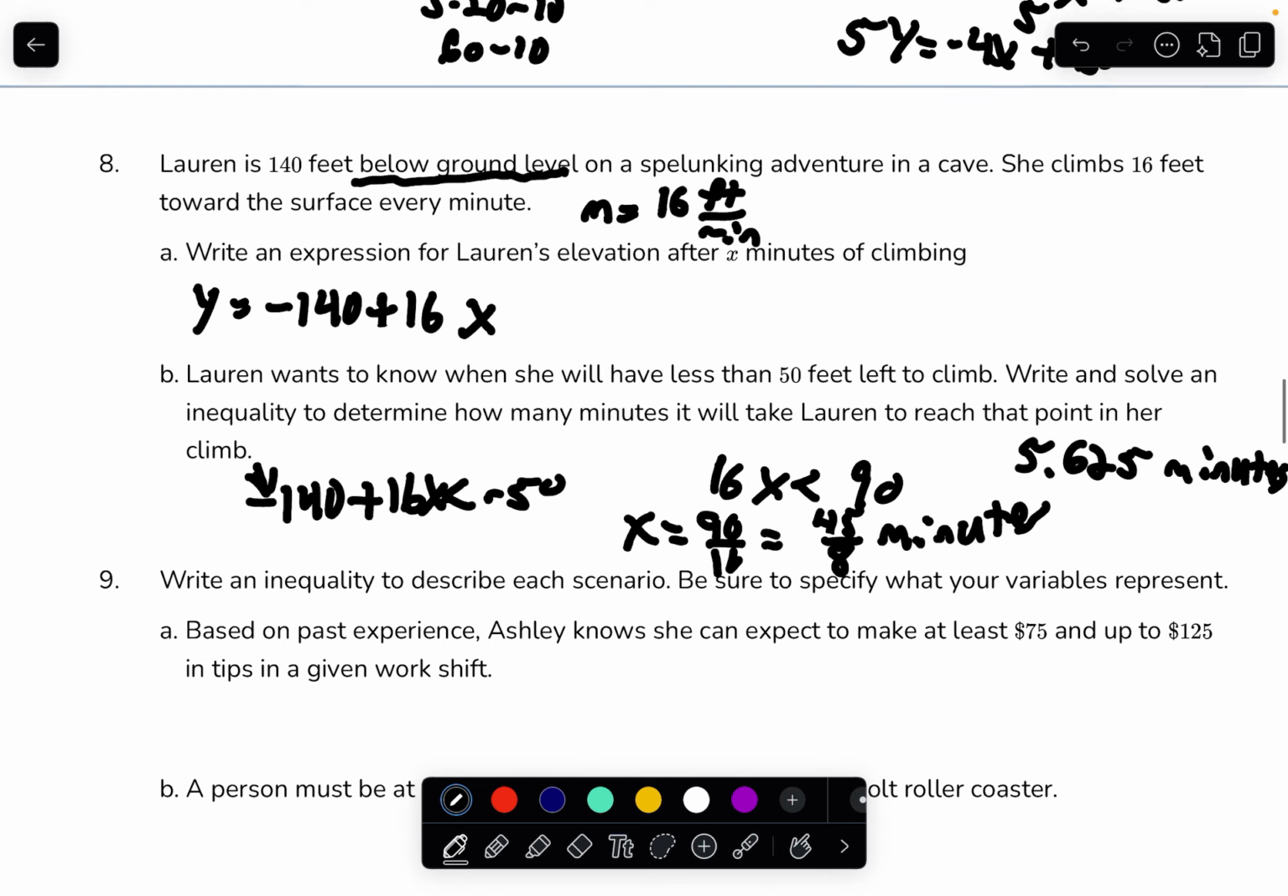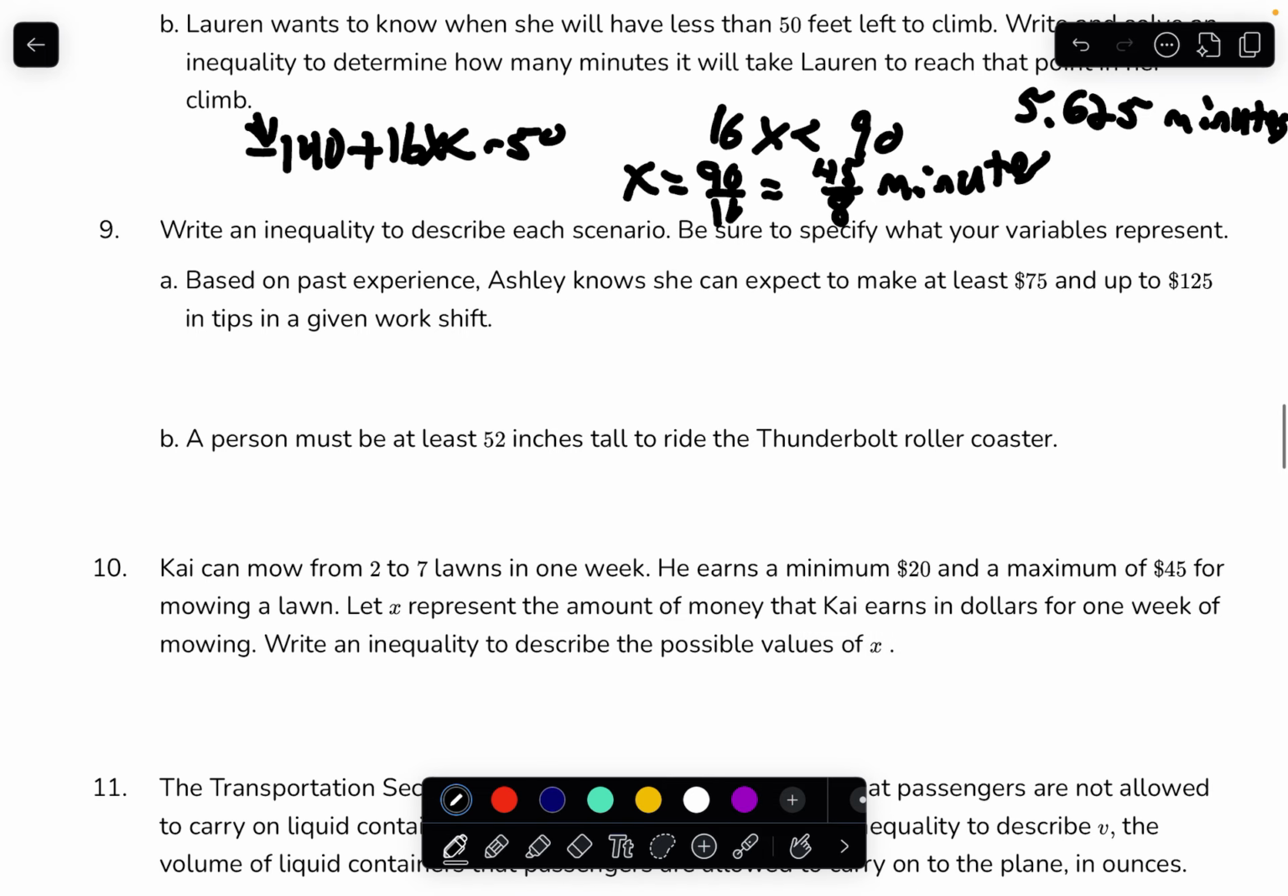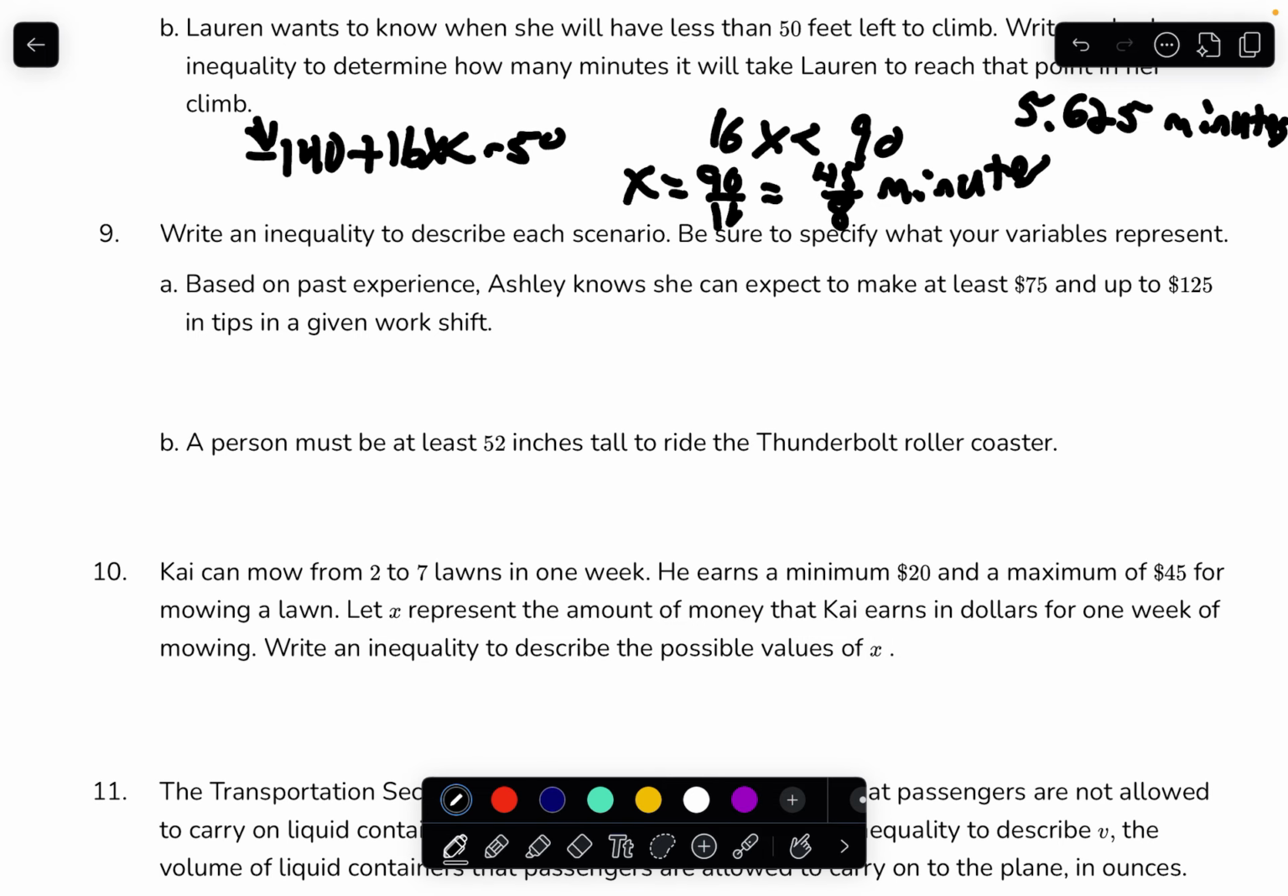Okay, and that was 8. I'm going to stop here because actually, no one's popped their head in, so I might be able to do 9.